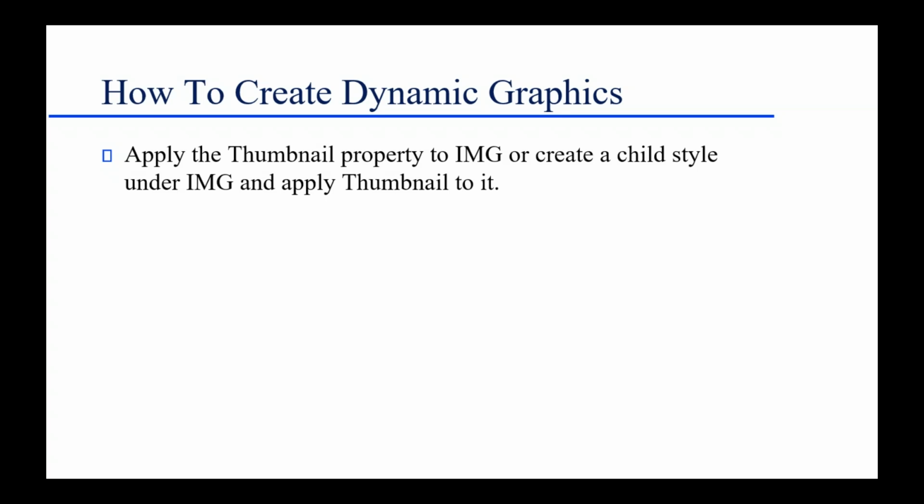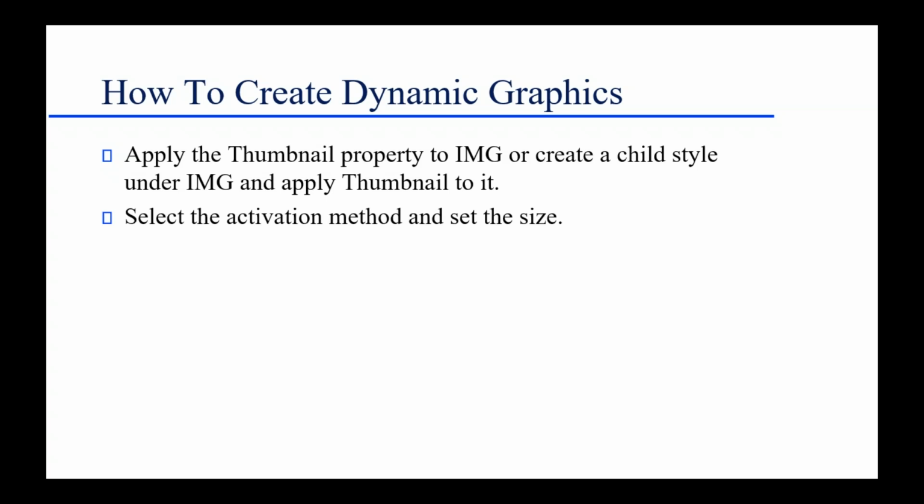So if I want a thumbnail, and I find that I'm using thumbnail as a verb here, so if anybody is a former English major, I'll apologize. If I want all my graphics to be thumbnailed, I'll apply the thumbnail property to the image style, the IMG style. Or if I want to selectively thumbnail graphics, I'll create a child style under IMG. Maybe I'll call it thumbnailed images and apply the thumbnail property to it.